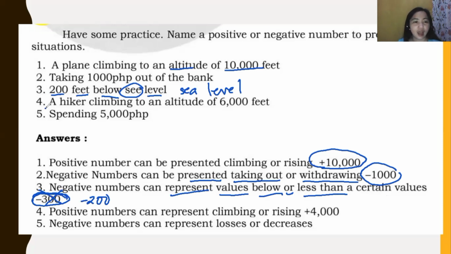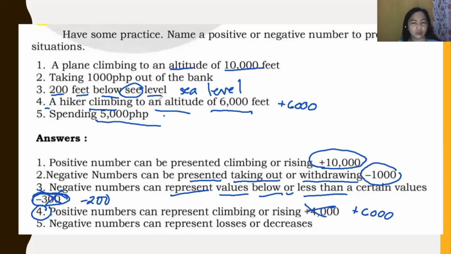And number 4, a hiker climbing to an altitude of 6,000 feet. The same with number 1, kapareha siya ng 1. Climbing, when we say climbing, it can be represented by positive numbers. So that is positive 6,000. So medyo may mali dito sa ating module, ano? So it should be positive 6,000.